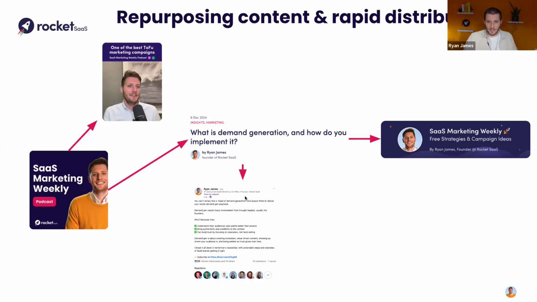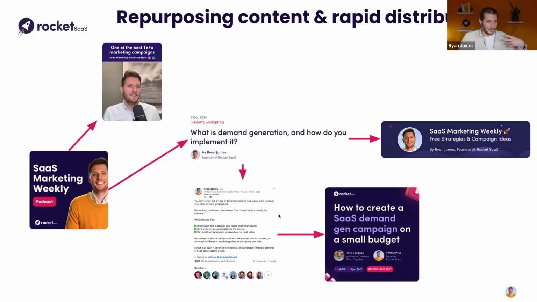From the blog, we turn it into 3 to 5 LinkedIn posts that I post on my personal brand. And then from all of those things, in this example of demand generation, I did a podcast about demand gen, video snippets, the blog, the newsletter, the LinkedIn posts, and started to see a lot of traction, a lot of people with very positive feedback.